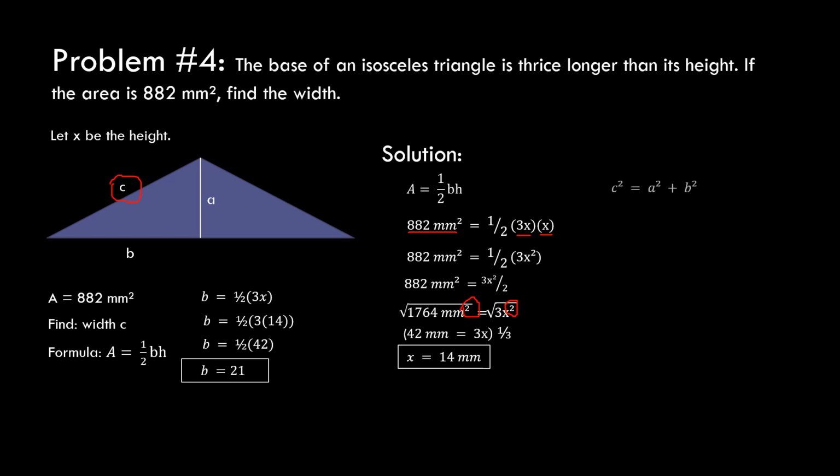Now, off to the Pythagorean formula, which is c squared equals a squared plus b squared. Substitute the givens. A is 14 and B is 21. Square these two. We're going to get 196 plus 441. Add that up. We're going to get 637. Now, finally, we are going to get the square root of both sides of the equation.